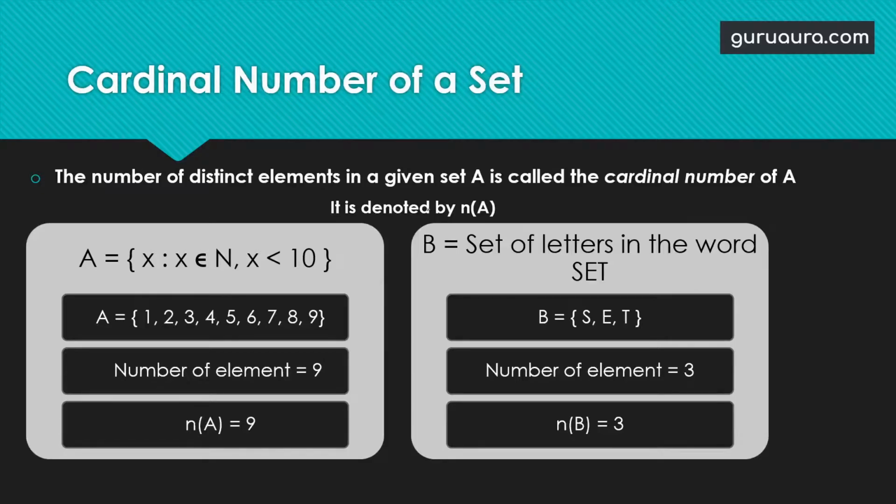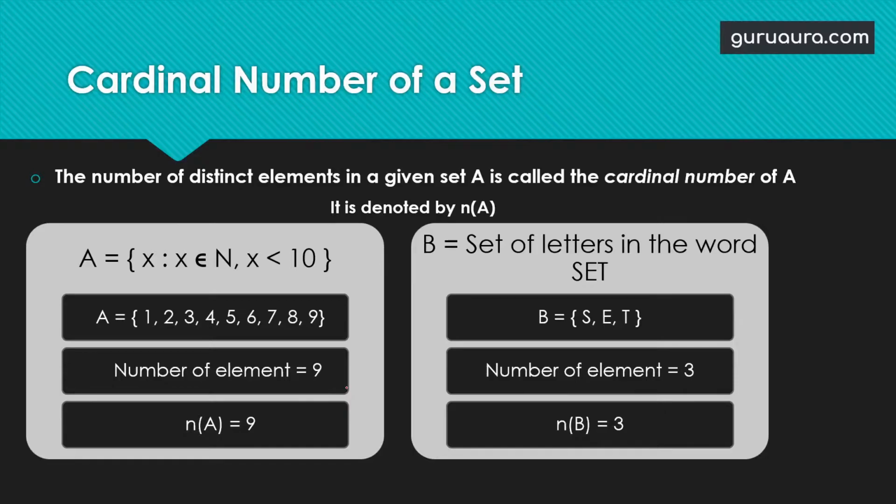Before discussing the next type of set, let's see what is cardinal number of a set. The number of distinct elements in a given set A is called the cardinal number of A. Let us consider a set A with 1, 2, 3 until 9 as its elements. How many elements does this set have? After counting, we get the number of elements in set A is 9. The number of elements in a set is called the cardinal number and is represented as this, and then the name of the set within brackets.